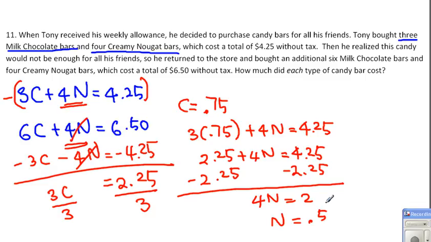So, how much is each type cost? C will be equal to $0.75, meaning 75 cents. N then will be equal to $0.50, which means basically 50 cents. All right.